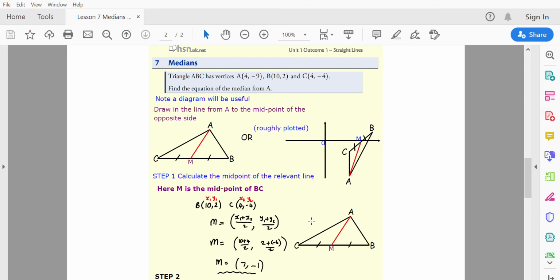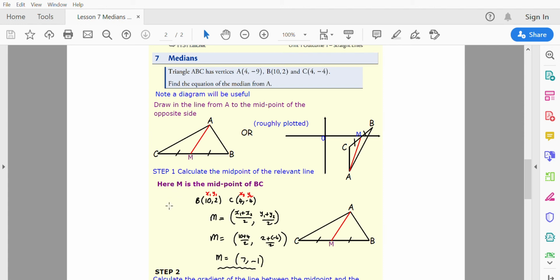Okay, so let's look at an example then, the type of thing that you might get asked with regards to medians. So here we've got a triangle ABC. The vertices, the points in the triangle, we've got the coordinates A is 4, minus 9, B is 10, 2, and C is 4, minus 4. And the question is asked to find the equation of the median from A. So the diagram here that we've got underneath helps us to visualise that. So you've got a triangle and the median is from A and it's going to hit the midpoint of BC.